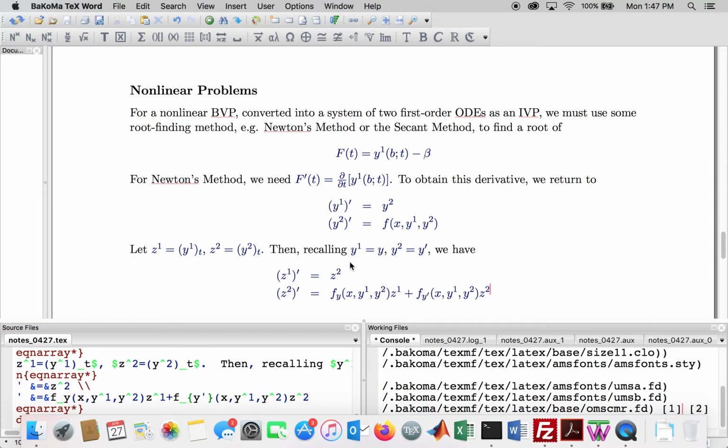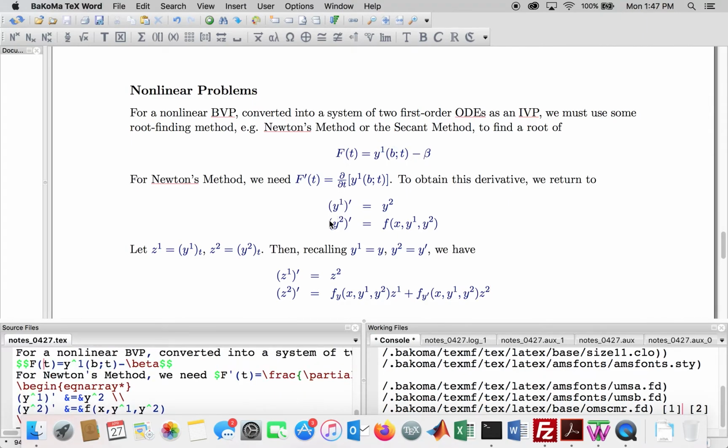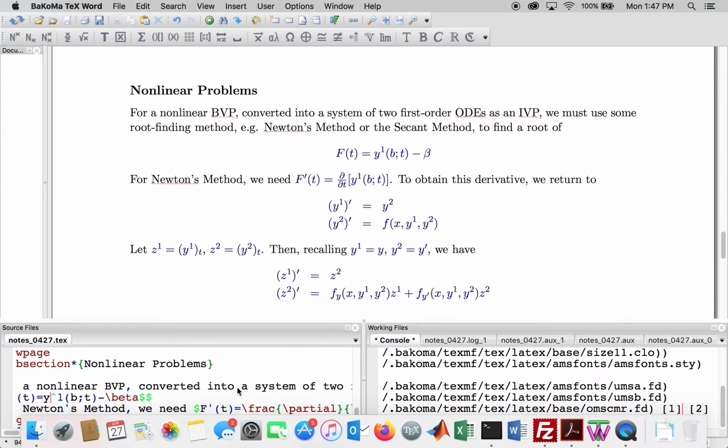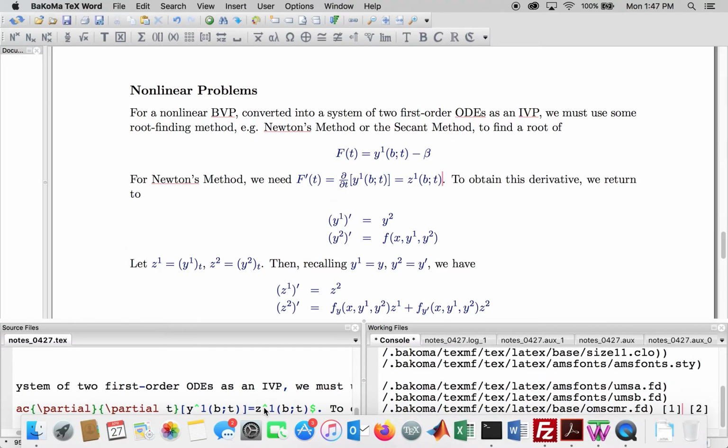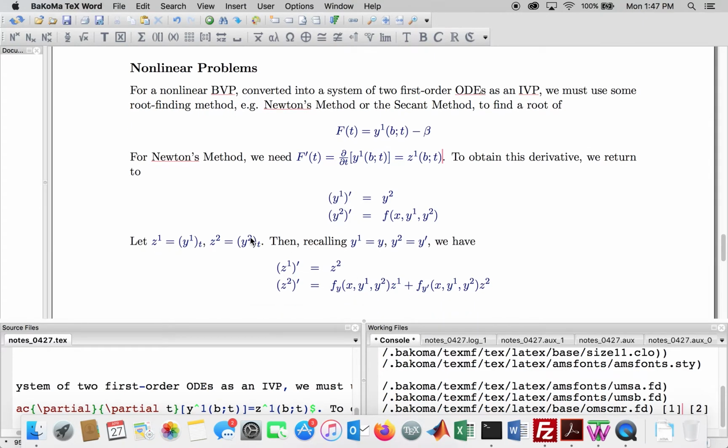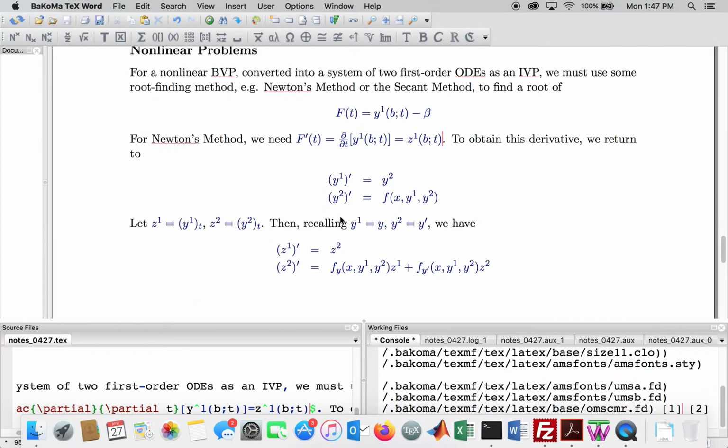So then, once we have computed all four of these unknowns, then we can use y1, evaluate it at x equals b up here to get a value of capital F, and then we can evaluate z1 at x equals b right here. So I'll just make that explicit. Right, so that's z1 of b, t. All right. So that's how we can carry out Newton's method.